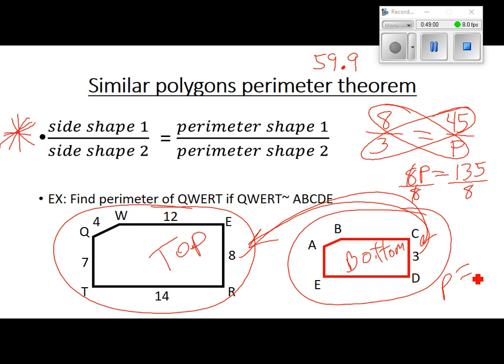This one I don't think comes out even, does it? 16.9. Anybody else get that? Yeah. 16.9.